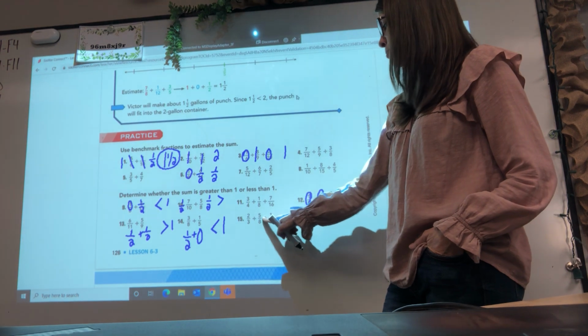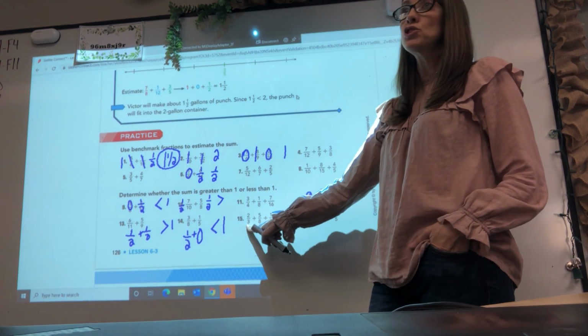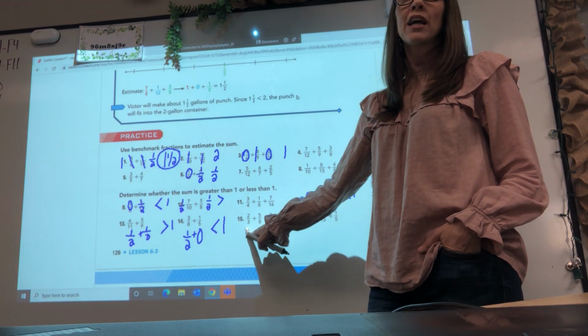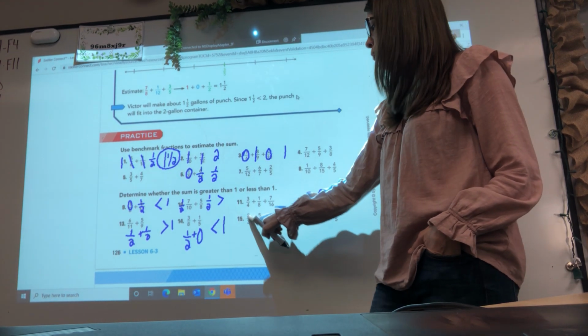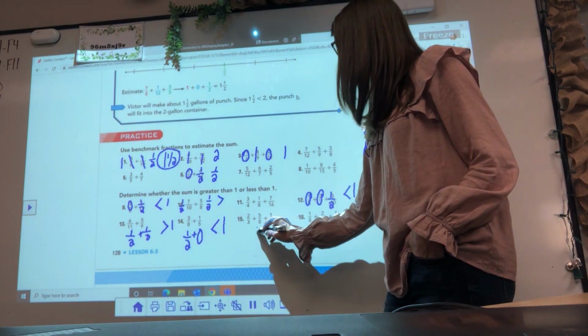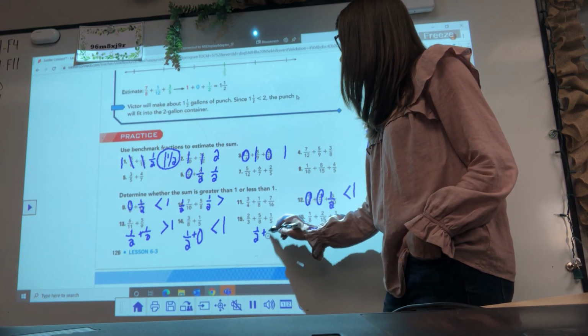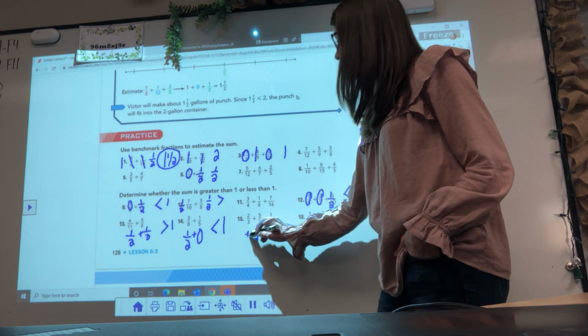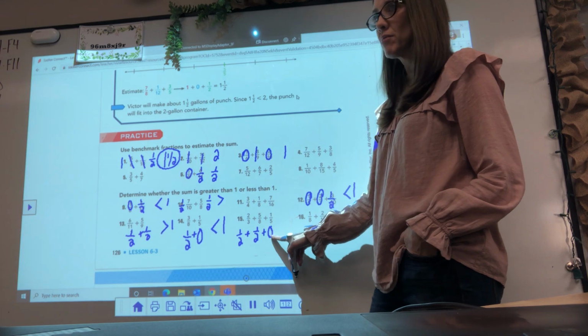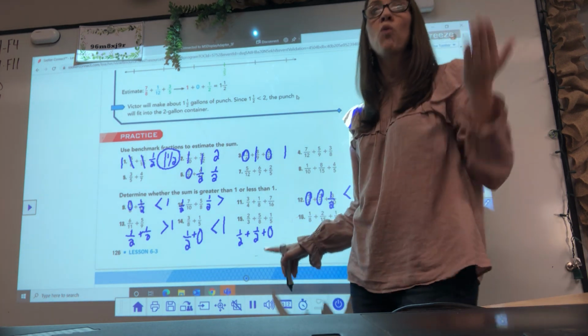Let's look at this one, number 12. 2/3 plus 5/8 plus 1/5. 2/3 is closest to what? It could go either way. It could go a whole, it could go a half, so let's just wait on that one. 5/8 is closest to a half. 1/5 is closest to 0. Okay, so this one, if we say a half, half plus 0, that equals 1.